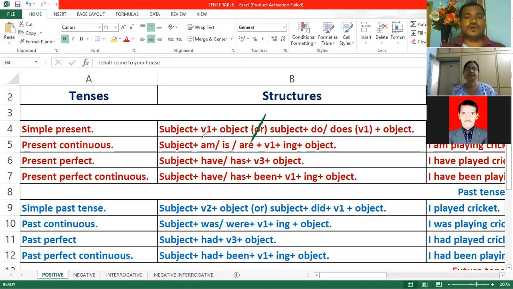If you observe, there is the verb form V1. We are using verb form V1 in simple present tense. So try to remember that whenever we are using simple present tense, you should use V1. Here also, you can easily identify that you are using V1.